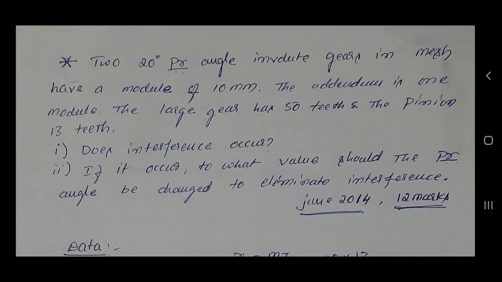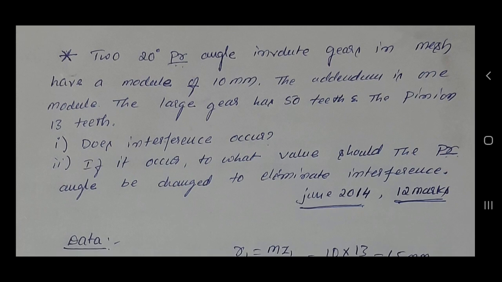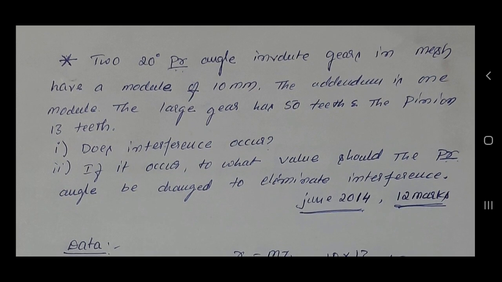Hi. Next problem with respect to the gears. Two 20-degree pressure angle involute gears in mesh have a module of 10 millimeter. The addendum is one module. The large gear has 50 teeth and the pinion 13 teeth.